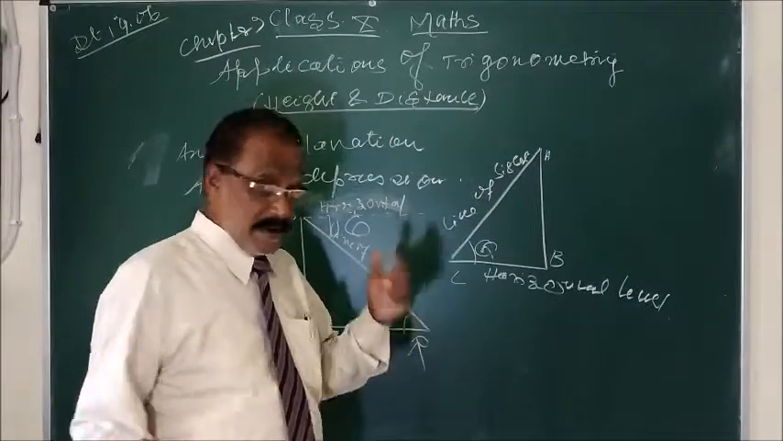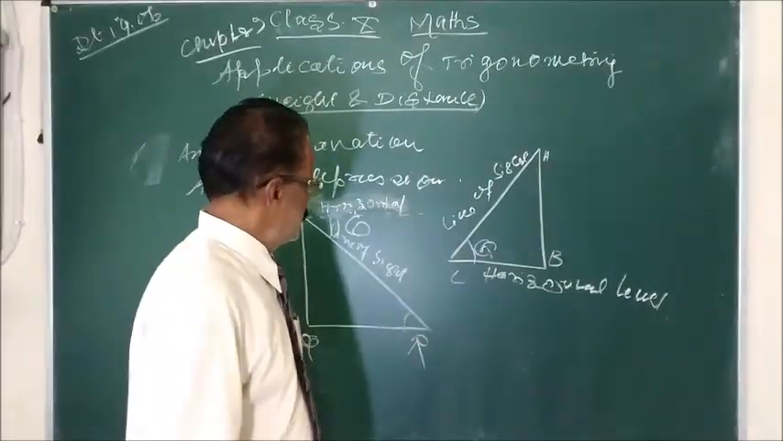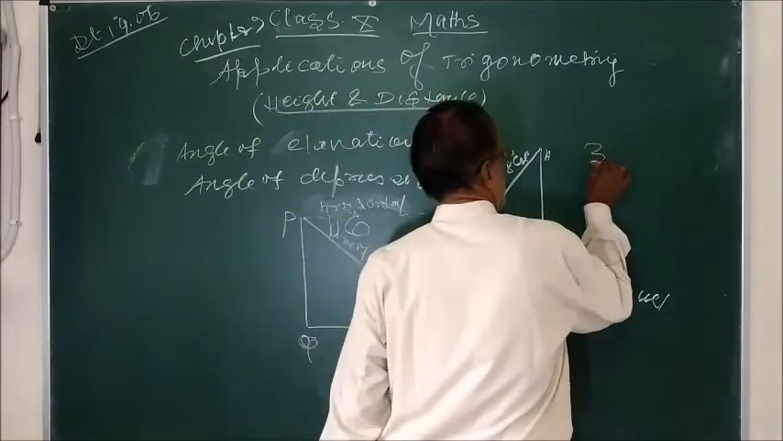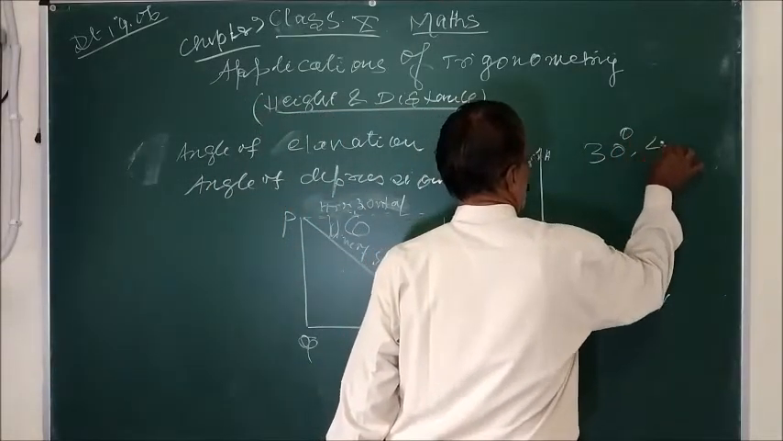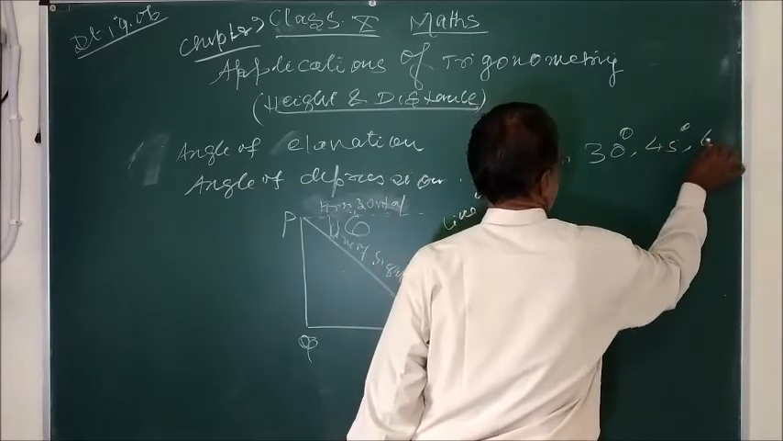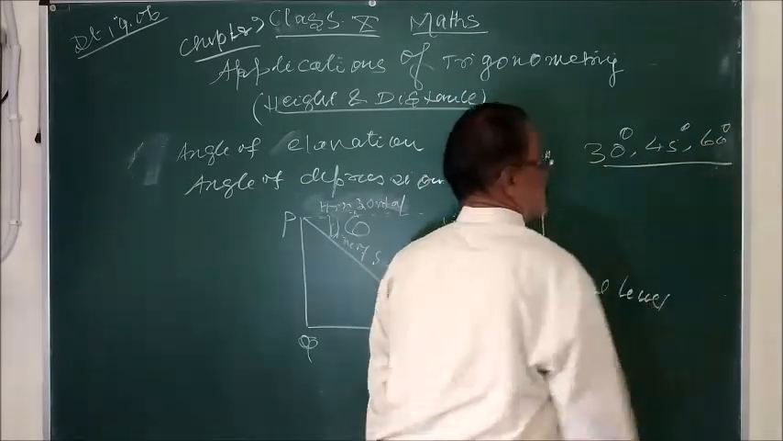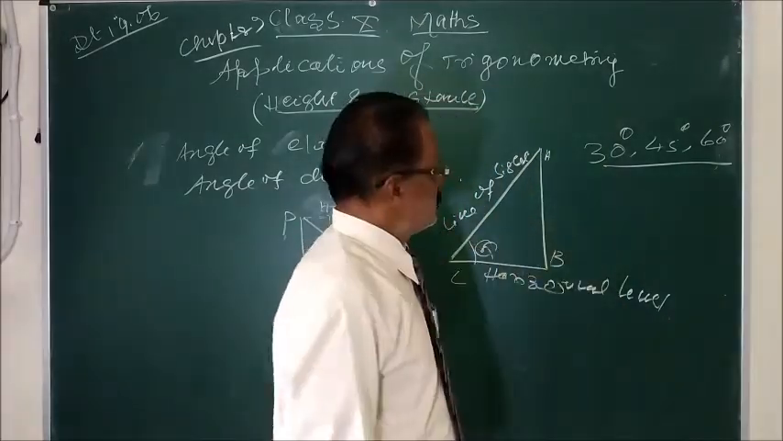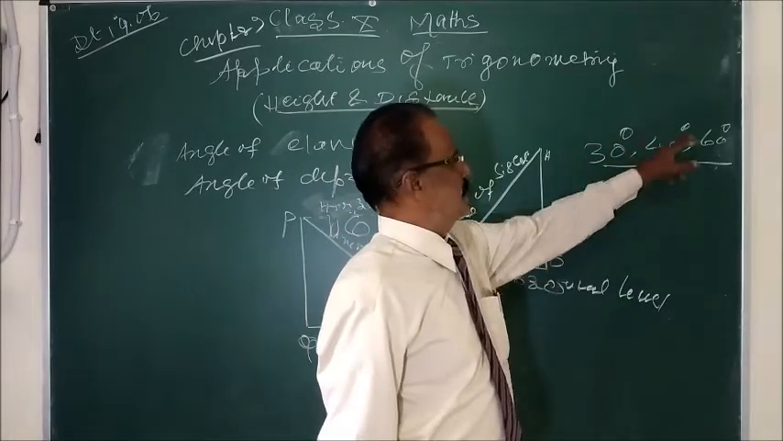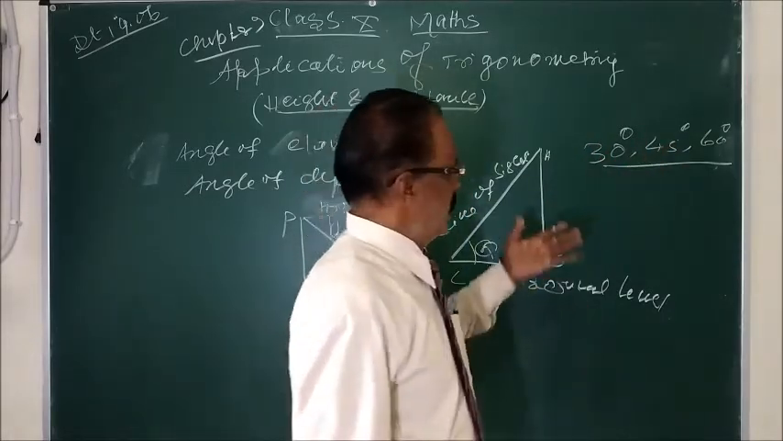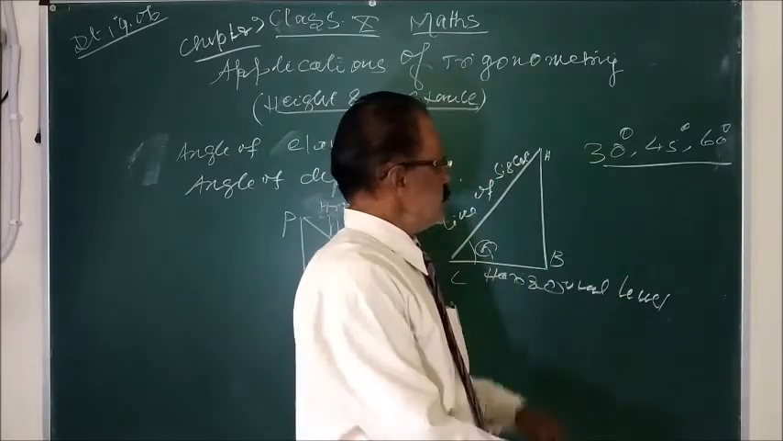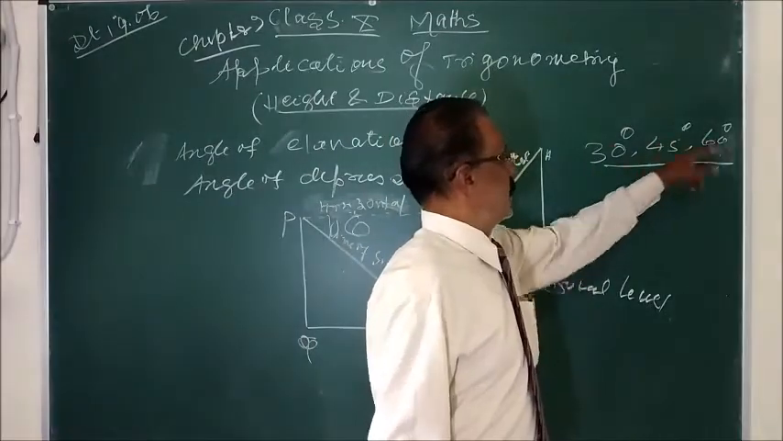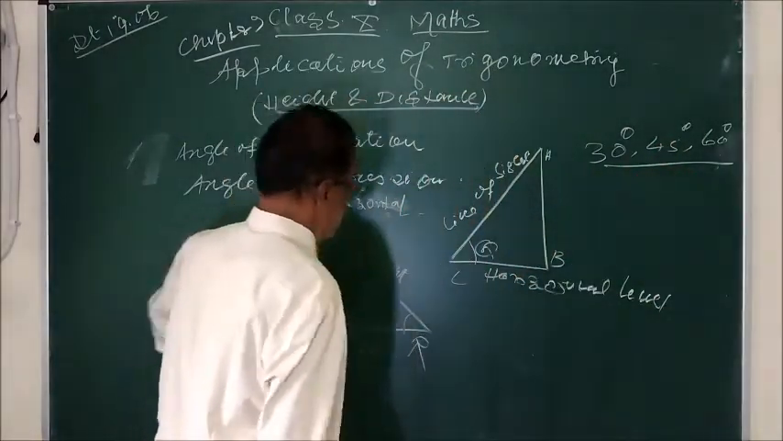But so far as numerical problems are concerned, the angles will be given in the question. We will see only 30 degree, 45 degree and 60 degree. These three angles are for the level of class 10, so you will concentrate only on these three angles. I have already explained, and you also have the table in your book. You can see it and find the value. Now you see the question.